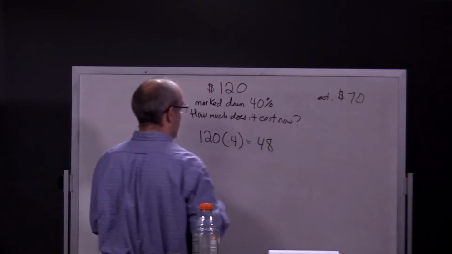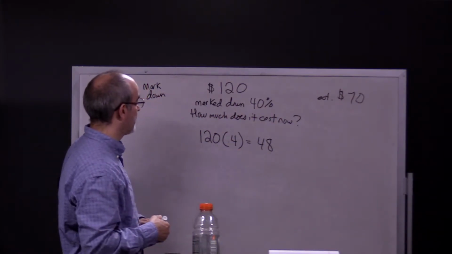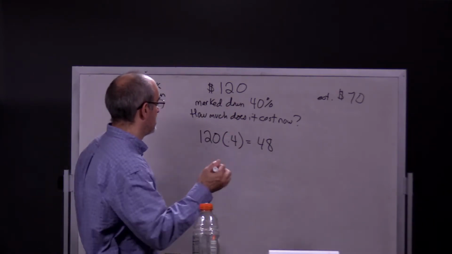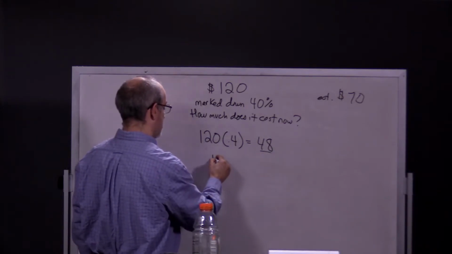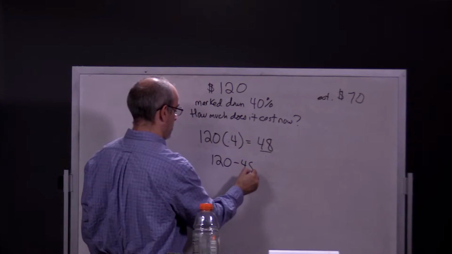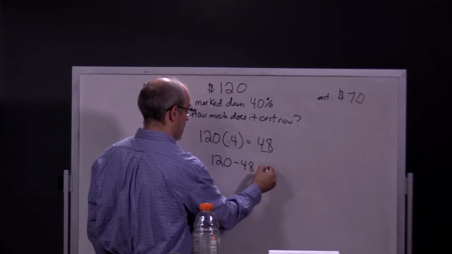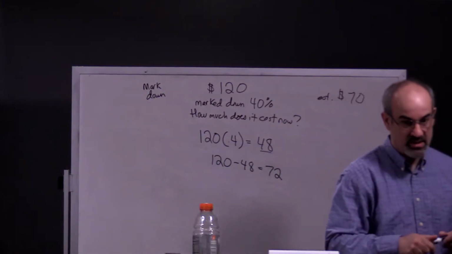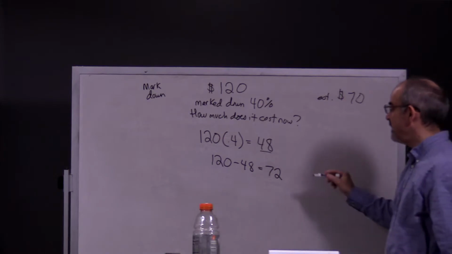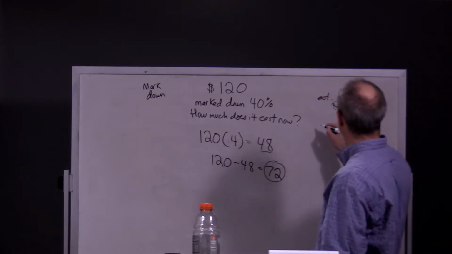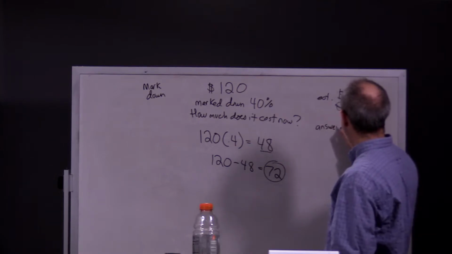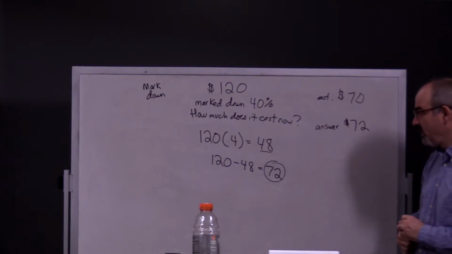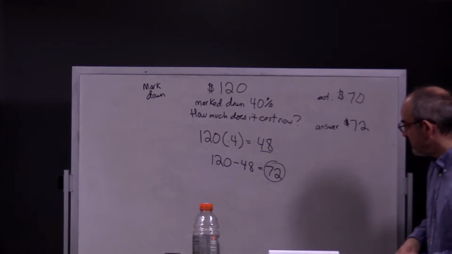So that's not the answer though. Right? That's how much is going to be taken off. So then you have to take what's here and subtract it from the original price. So my estimate was $70, and I get an answer of 72. I'm thinking, you know what? My answer is probably correct because it's really close to what I guessed it would be. That's one way to know.